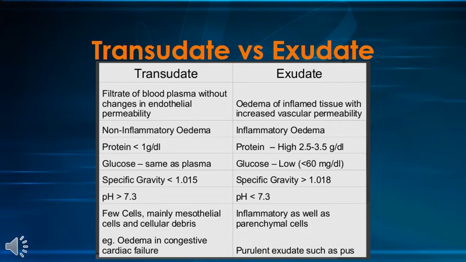Protein will not move excessively from the blood vessel into the interstitium, so the protein value in the transudate will be less, or sometimes no protein. Then glucose value will be the same as in the blood or plasma. Specific gravity will be 1.015. pH will be equal to blood plasma, and few cells, mainly mesothelial cells and cellular debris, can be seen in the transudate. Okay, for example, transudate fluid can be seen in edema in congestive cardiac failure.